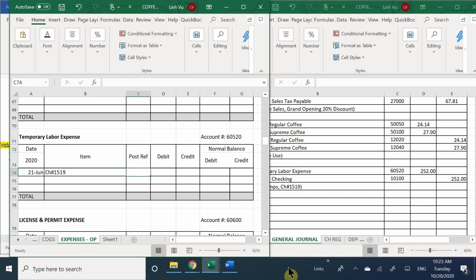All right. General journal number 9. And how much am I debiting or crediting my account? Debit by 252, making it a beginning balance of 252.